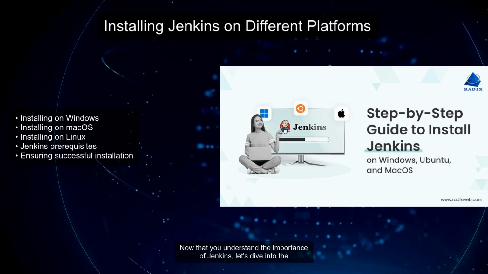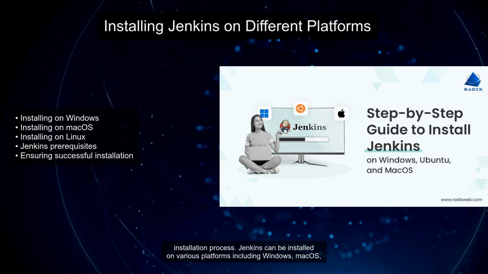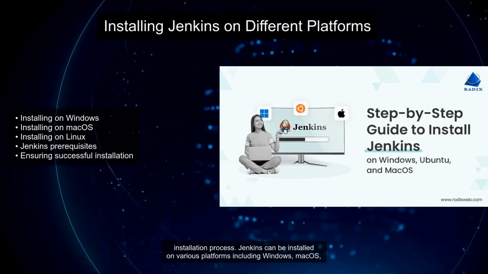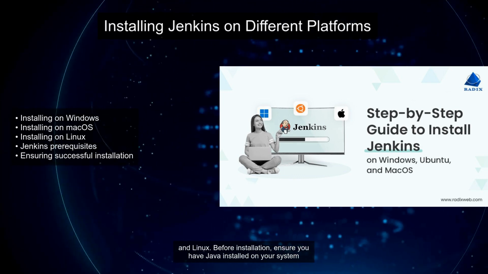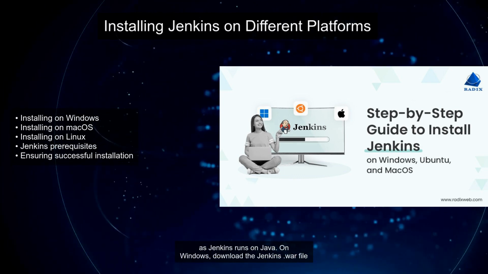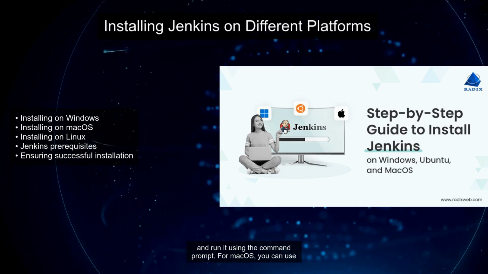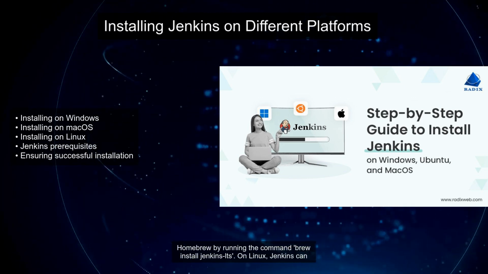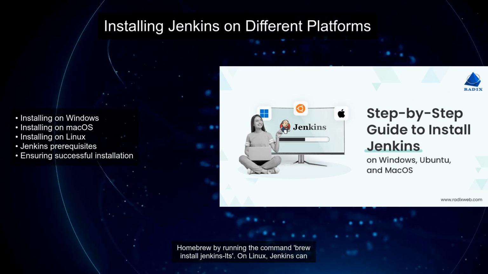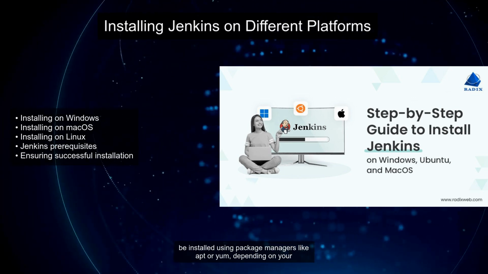Now that you understand the importance of Jenkins, let's dive into the installation process. Jenkins can be installed on various platforms including Windows, macOS, and Linux. Before installation, ensure you have Java installed on your system as Jenkins runs on Java. On Windows, download the Jenkins .war file and run it using the command prompt. For macOS, you can use Homebrew by running the command brew install jenkins-lts. On Linux, Jenkins can be installed using package managers like apt or yum, depending on your distribution.